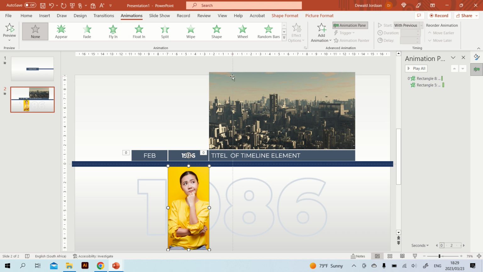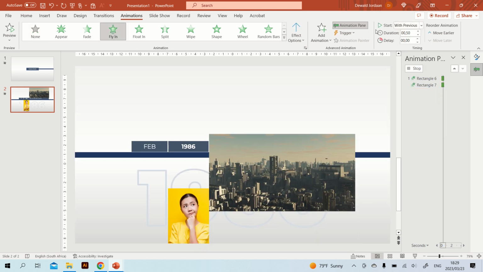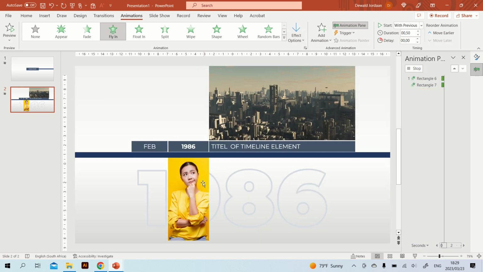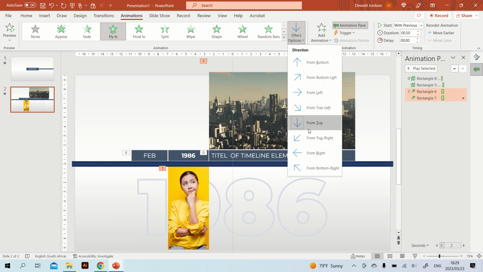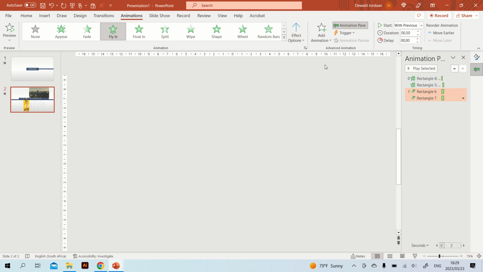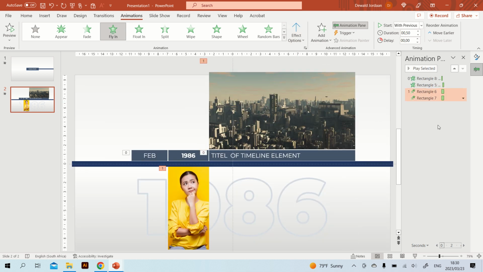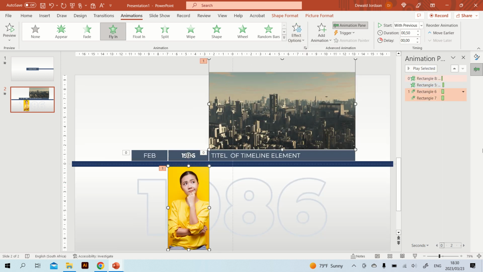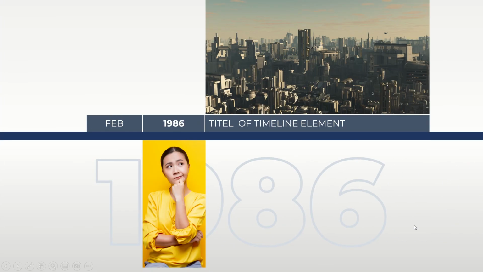Let's do a little fly in. Option from the top. And this one is from the bottom. I know, I did their animation together. From the top. Make it pop. There we go. And this animation runs together. Start with previous. And let's have a quick look at how that transitions out. Okay.